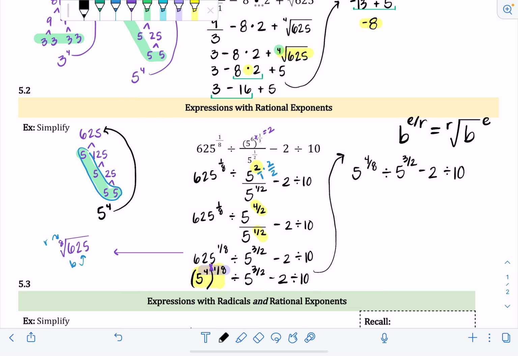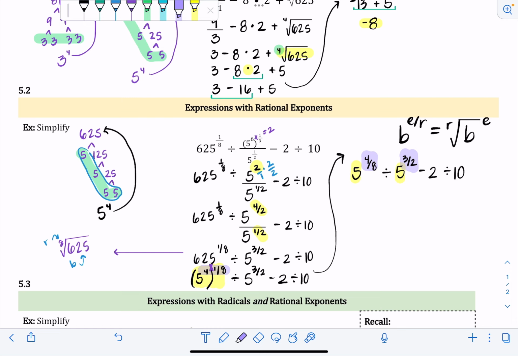So stick with me. I know it's not the easiest problem in the world, but we're ready for the next step, okay? So now we have just division and subtraction. And this is getting into properties of exponents, because we're dividing with powers that have the same base, right? They both have the same base, 5 and 5, and they're dividing, so we can subtract the exponents.